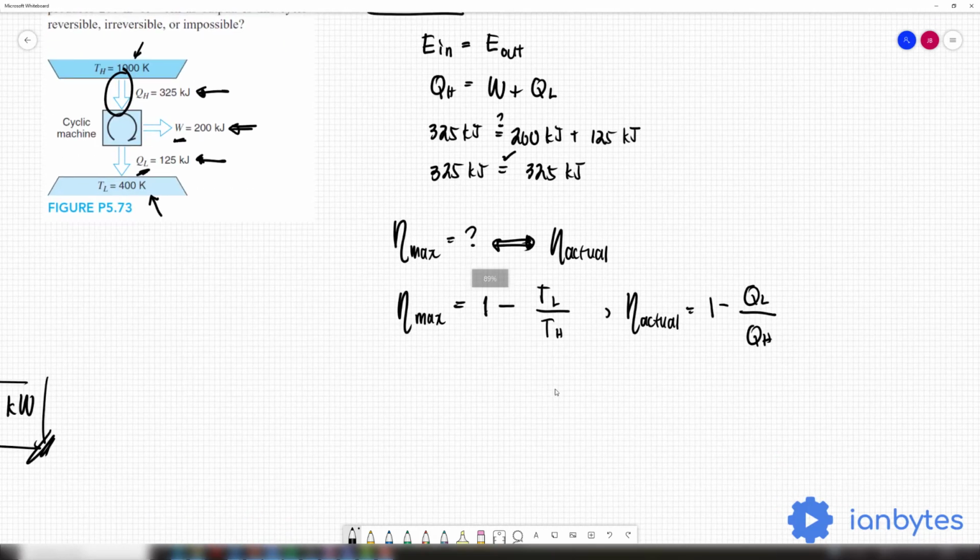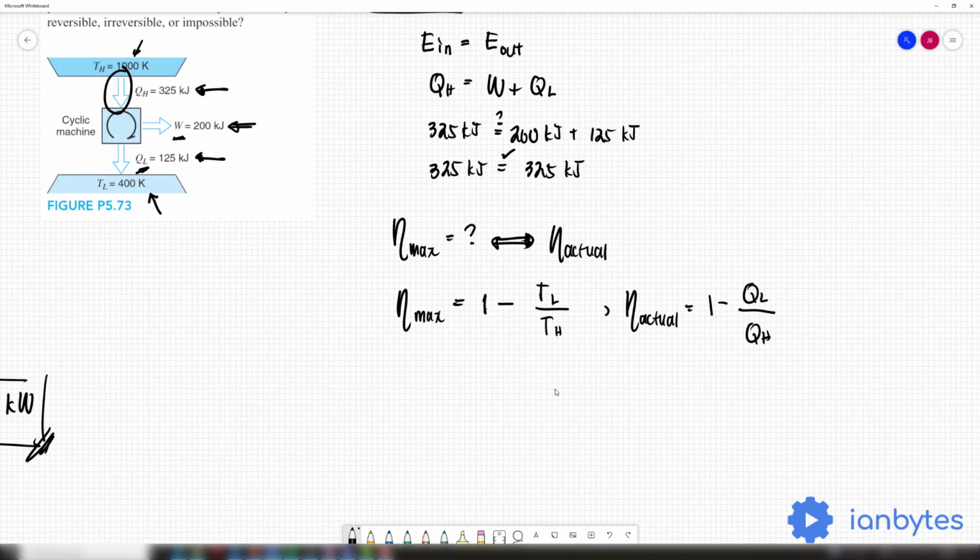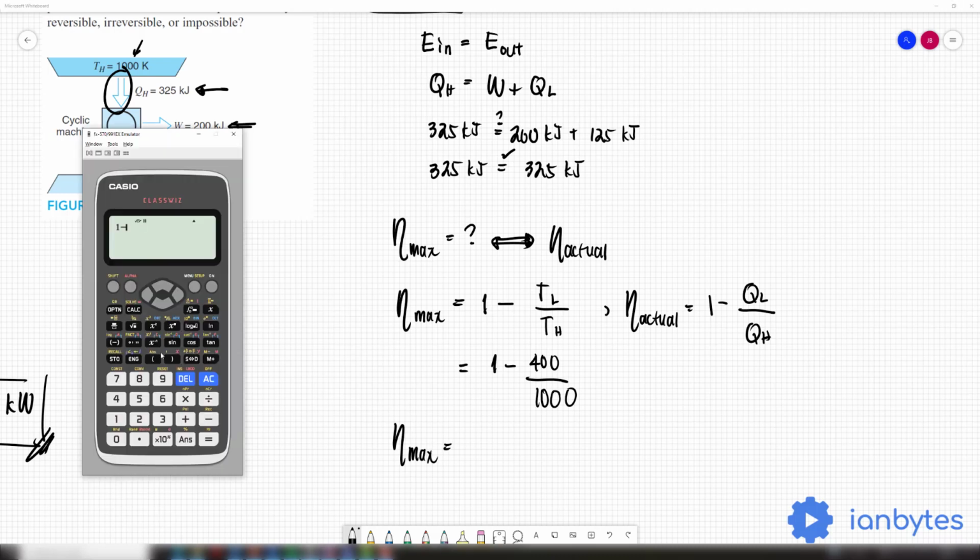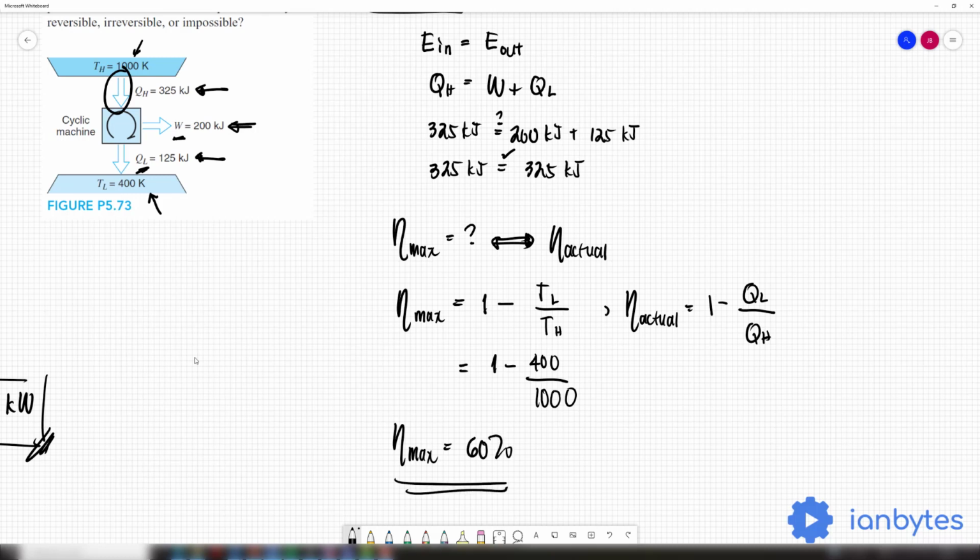Substituting the numbers that we know, alam natin na si TL ay equal lang sa 400 Kelvin at ang TH ay equal lang sa 1000 Kelvin. So we have 1 minus 400 over 1000. Therefore, we have eta max that is equal to the following. That is the maximum efficiency of around 60%. Let me just write that down. Now, let us compare it with the actual efficiency of the machine. So we have eta actual, that is 1 minus QL, where QL is equal to 125 kilojoules, divided by QH, where QH is equal to 325 kilojoules.